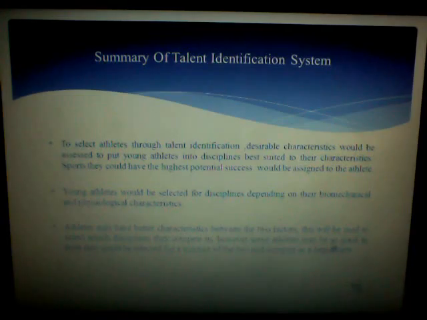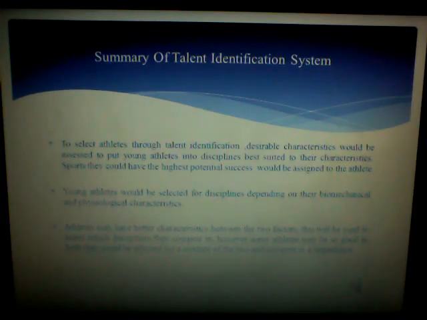Summary of talent identification system. Ideally, in a talent identification program, athletes will be tested on these biomechanical and physiological features before making it to elite level. These biomechanical and physiological features may potentially determine if an athlete will be good enough in their particular field. As a result, it is highly important for these athletes to understand what is required of them in order to make it to this elite level.